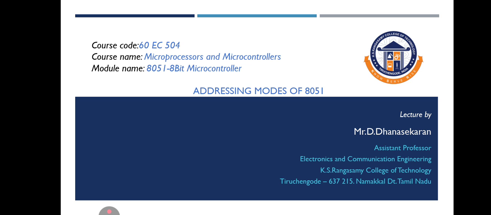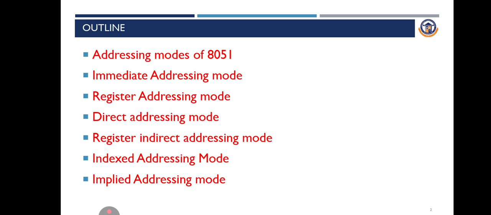Today we're going to discuss addressing modes of 8051. These are the outlines of addressing modes of 8051: immediate addressing mode, register addressing mode, direct addressing mode, register indirect addressing mode, indexed addressing mode, and implied addressing mode.